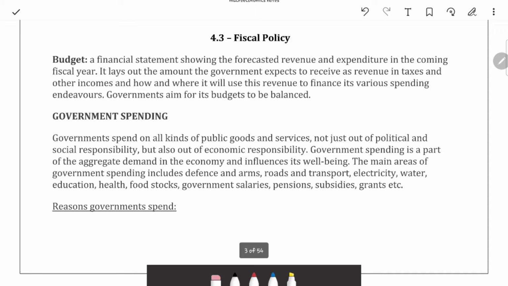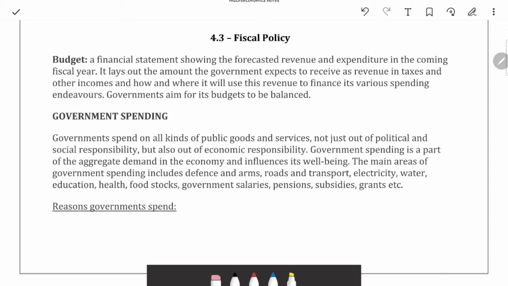So now let's talk about the fiscal policy. Okay, the fiscal policy is just one of the policies that the government uses so that they can basically achieve their aims, the aims that we had a look at previously. So fiscal policy is just simply something that they do so that they can achieve those aims that we had a look at in just a bit.